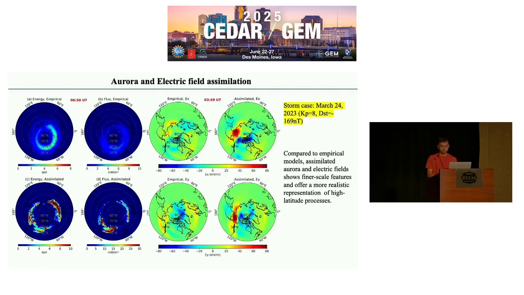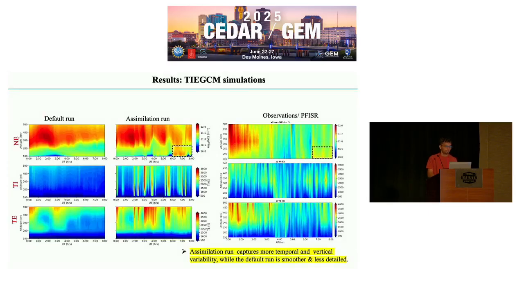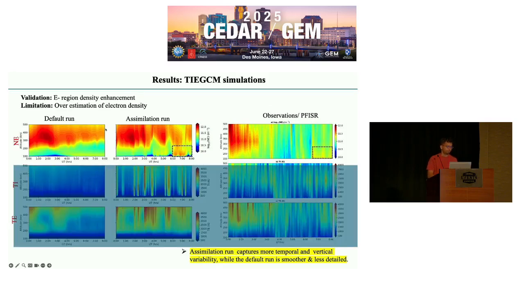We use these maps to do the TIGCM simulation, and this is the result at the Poker Flat location. The right side is the observation, whereas the left side is the simulation. The first one is the electron density. The first figure is the default run, where I have not incorporated any data. But after using the electric field and aurora, I was able to capture this E-region density enhancement, which we can also see in the observation. But there is some limitation too: the electron density is overestimated.